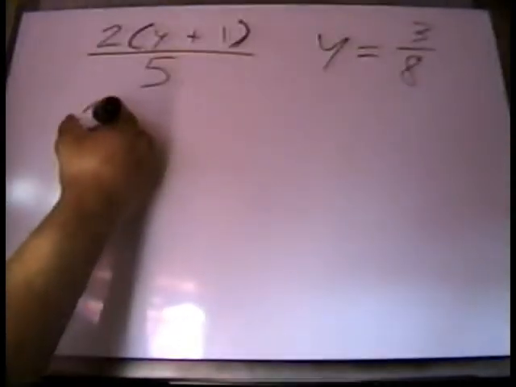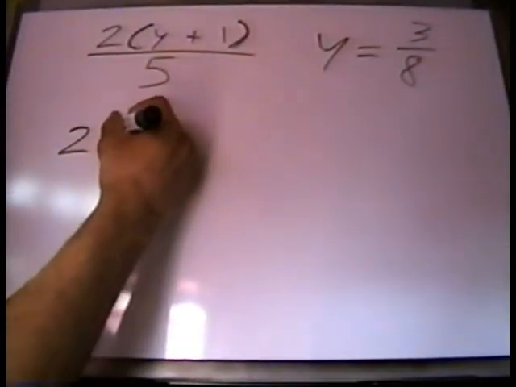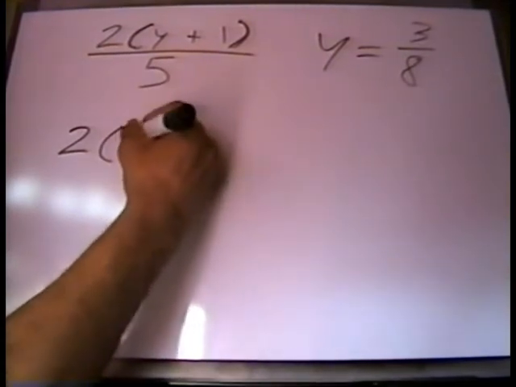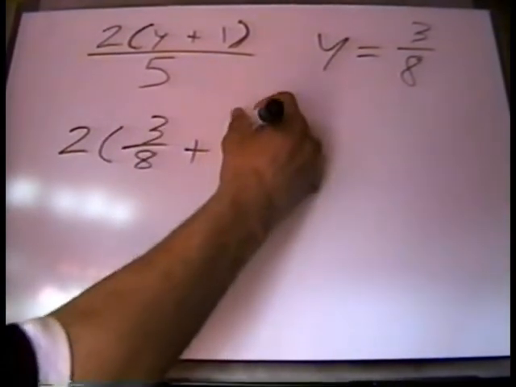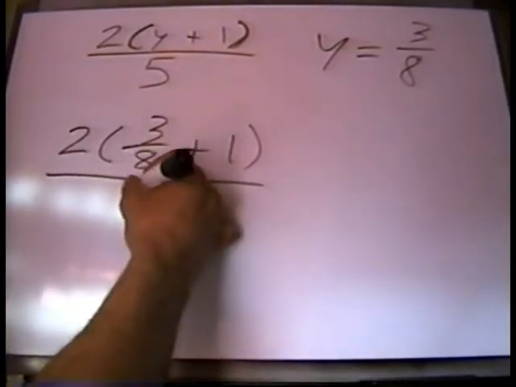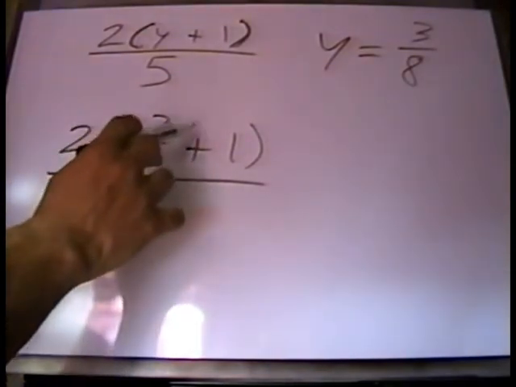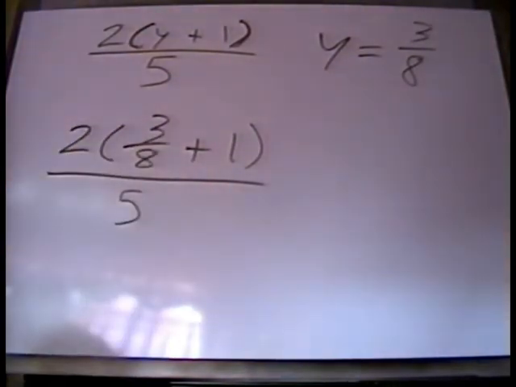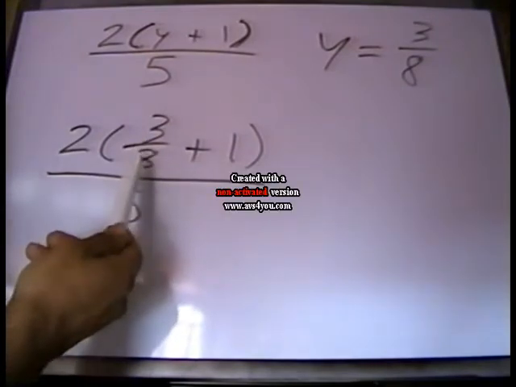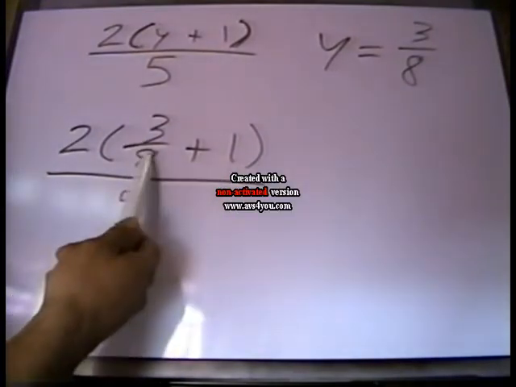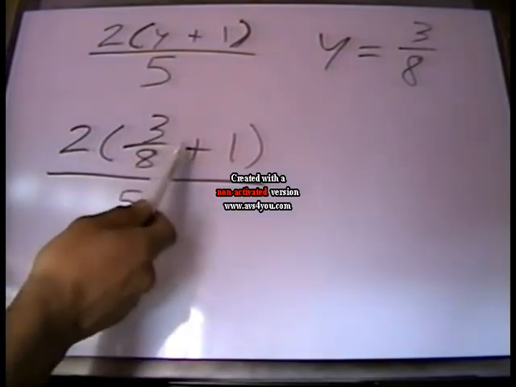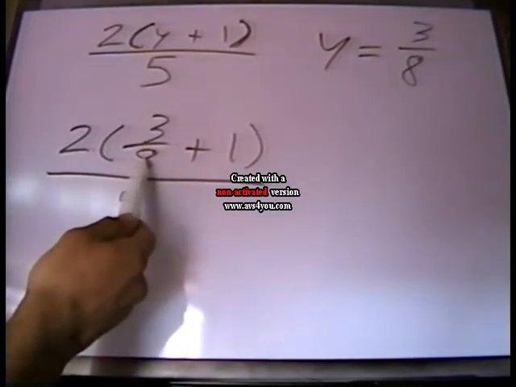Okay, now what we do is substitute where we have our y at. Now we're going to get 3/8 plus 1, over 5. Now remember, this is in grouping symbols, so we must deal with this first. Anytime I have 1 plus a fraction, you just look at the denominator and make that 1 a fraction where its denominator is 8 and its numerator is 8. See, because 8 divided by 8 is 1.